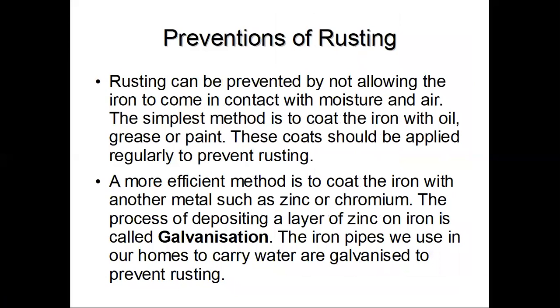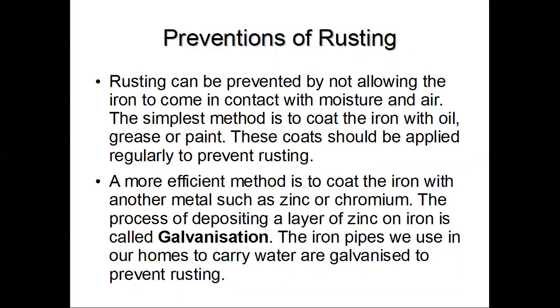Prevention from rusting. Rusting can be prevented by not allowing the iron to come in contact with moisture and air, oxygen, or water. The simplest method is to coat the iron with oil, grease, or paint. These coats could be applied regularly to prevent rusting.